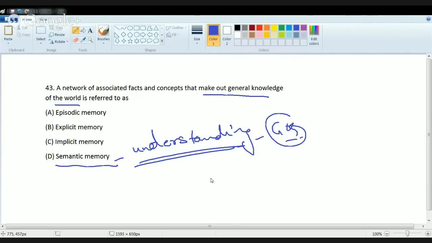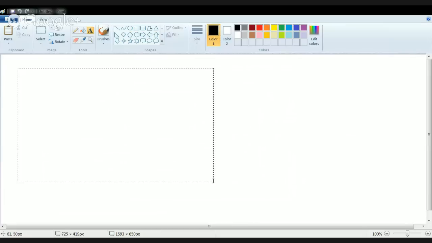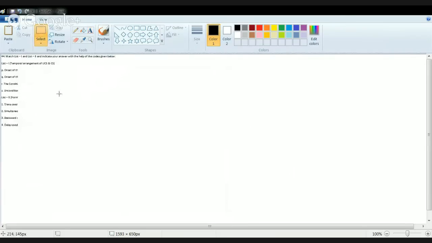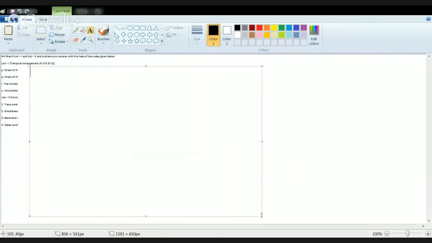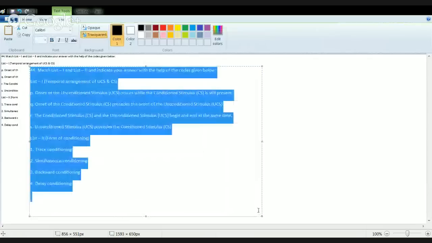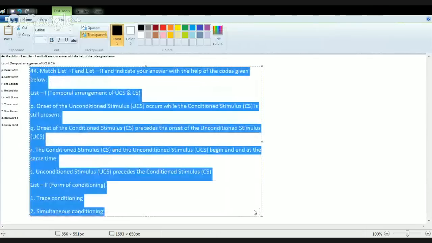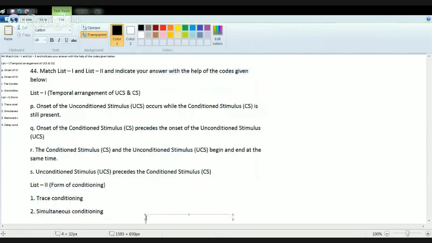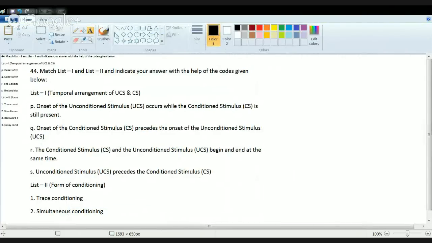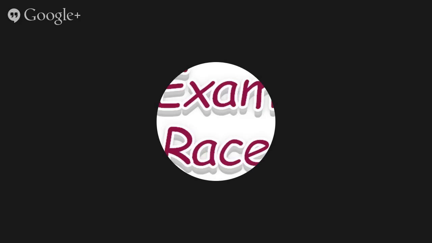Our next question is a very interesting question. The only way I would like to explain is through a simple diagram. So you have the question here. Okay, so here is the list of words: trace, simultaneous conditioning, trace conditioning, backward and delay conditioning. The only way I would like to explain is by means of this diagram. Okay, so you have a diagram here, and that explains all the 4 phenomena.